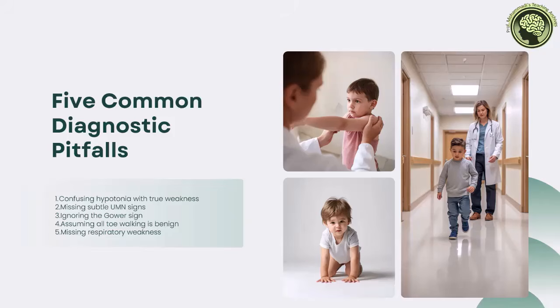The fifth, and potentially most dangerous, is failing to recognize respiratory muscle weakness. Avoiding these pitfalls requires direct observation, careful examination, and attention to functional abilities rather than relying only on isolated muscle testing.